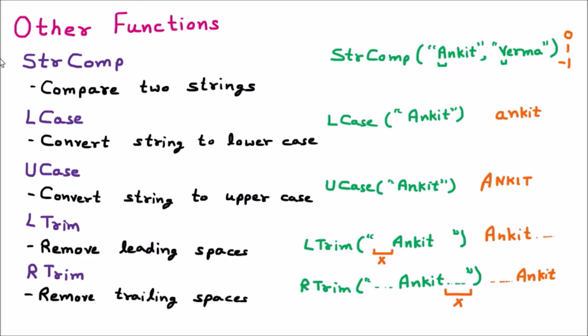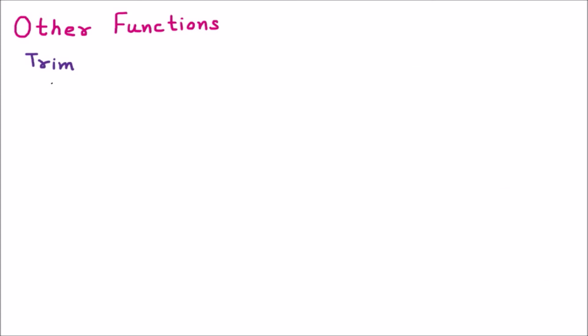So if in your name some spaces are present, that will be easily removed. Now the next function is the trim. Trim function is going to trim. Here it is not mentioning left and right. That's why it is going to trim from both the sides. So it is going to remove both leading and trailing spaces.